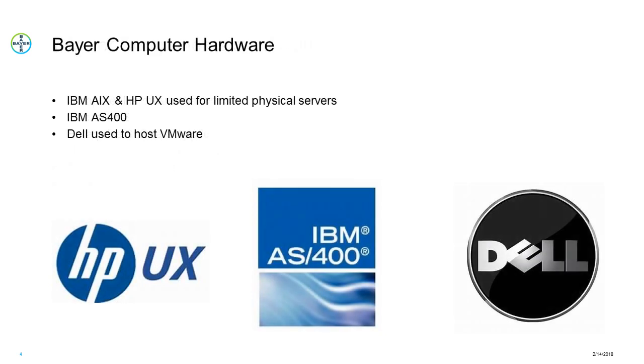So let's first start talking about BAYER's computer hardware. BAYER utilizes IBM AIX and HPUX for most of its limited physical servers. It also utilizes IBM AS400, and Dell is used to host the VMware.